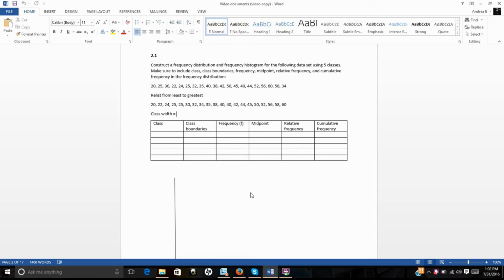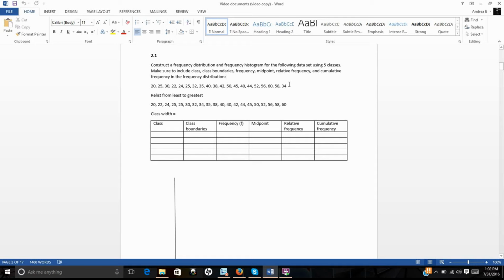Here we want to construct a frequency distribution and frequency histogram for the following data set using 5 classes. And we want to make sure to include the class, class boundaries, frequency, midpoint, relative frequency, cumulative frequency in that frequency distribution. So first of all, I've got the list here of all of our values.